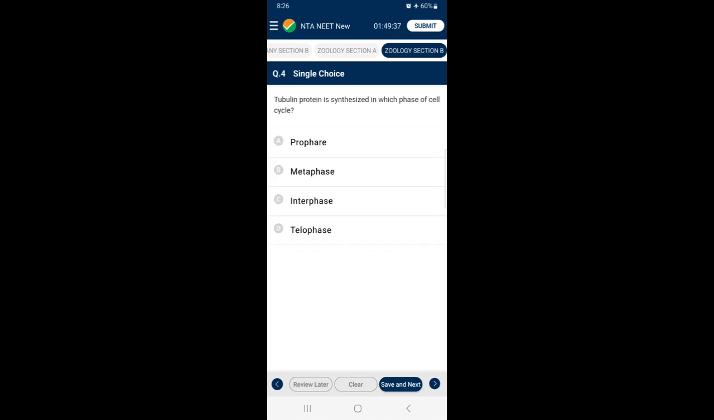Question number 4. Tubulin protein is synthesized in which phase of the cell cycle? Tubulin protein is synthesized during interphase of the cell cycle. Interphase is the portion of the cell cycle that is not accompanied by observable changes under the microscope and includes the G1, S and G2 phases. So the answer is option C.